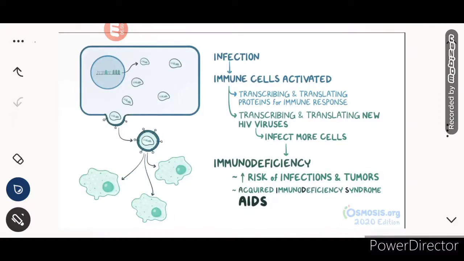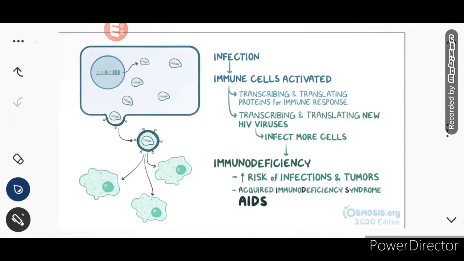Transcribing and translating new HIV viruses infect more cells, which will lead to immunodeficiency. So I need to understand that once this virus has been incorporated in the cells and takes over the host cells, it cannot produce an immune response, because it mainly attacks the immune cells via the CD4 receptor. With the GP120 protein, it enters and transcribes its RNA to DNA via reverse transcriptase, gets inside the DNA and incorporates itself, and then replicates the virus and infects more and more cells, leading to immunodeficiency.